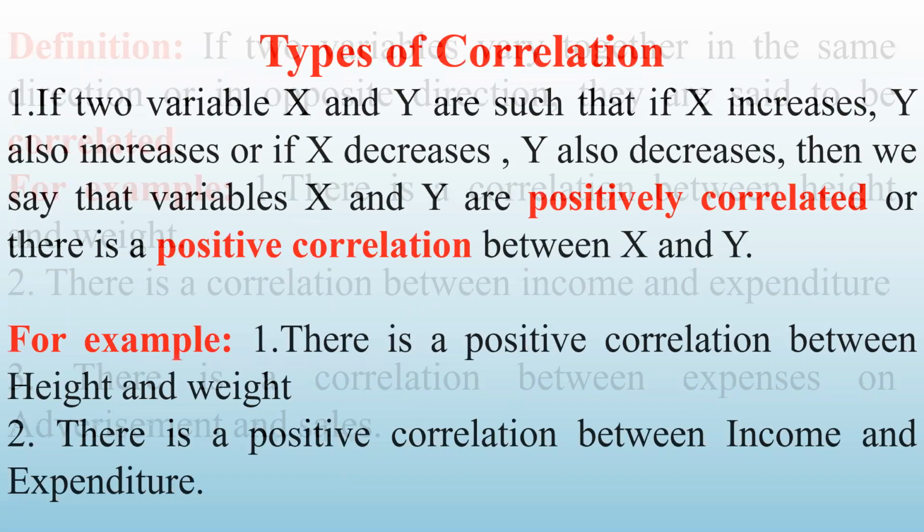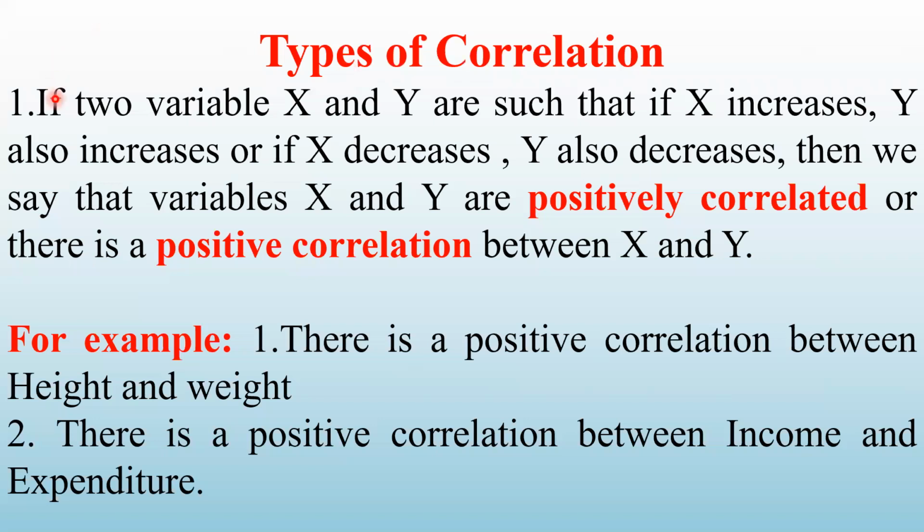Now the second one, types of correlation. If two variables x and y are such that if x increases, y also increases, or if x decreases, y also decreases. That means both are varying in the same direction.